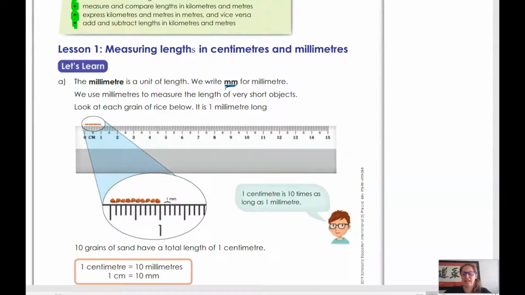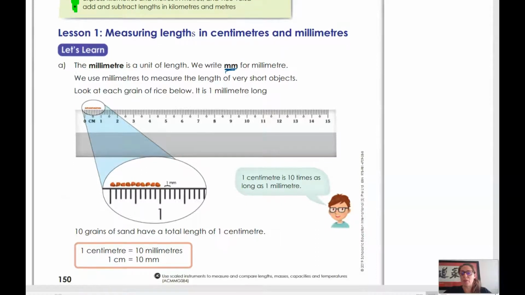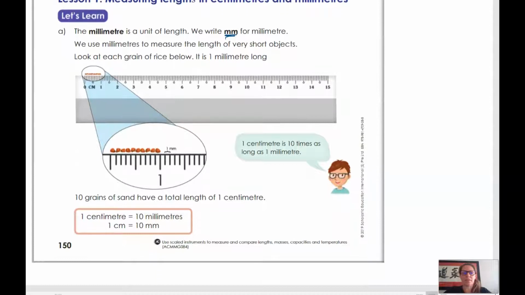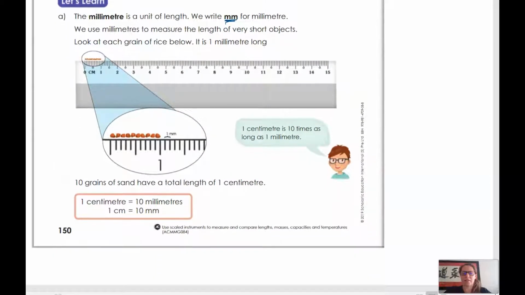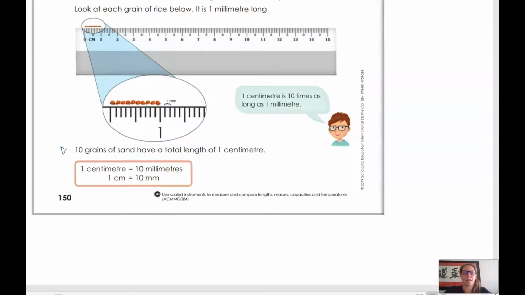Well, that's a very, very short grain of rice. Grains of rice are actually bigger than that. Maybe their width is 1 millimetre, but I don't know about their length. Okay, so here they say 10 grains of sand have a total length of 1 centimetre. So what they're also trying to tell you is that 10 millimetres equals 1 centimetre. Oh, look, they've done it just in here.